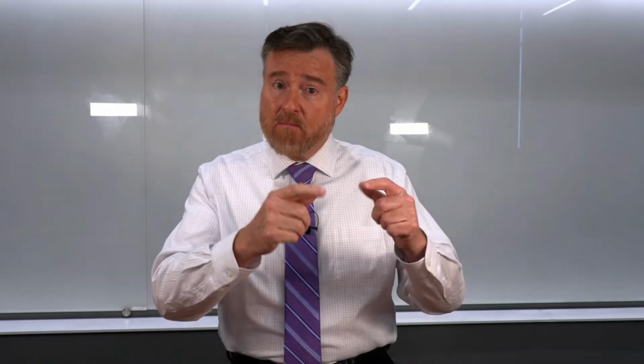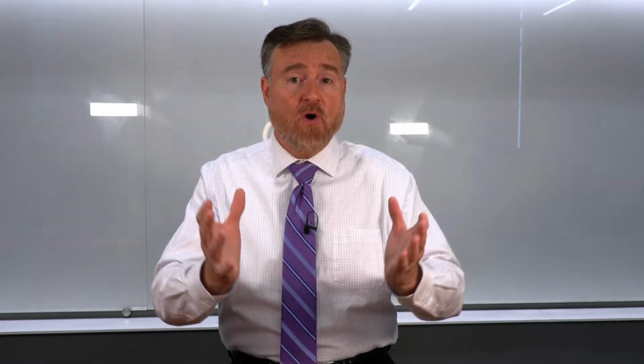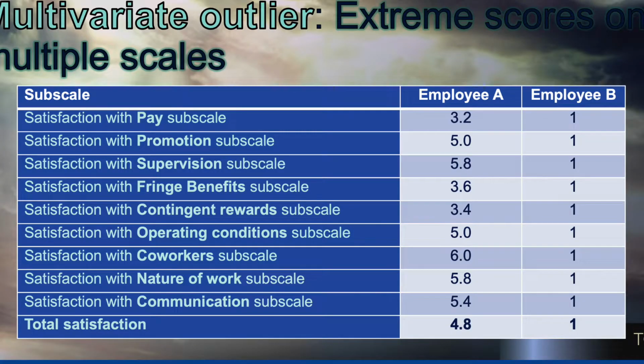What we are seeing here is a picture of this person's level of job satisfaction, both in a more granular way by looking at the subscales, and we see that person's overall job satisfaction rating. But now let's look at employee B. This employee hates everything. This employee chose the most extreme negative response on every single item, on every single subscale. This is a multivariate outlier.